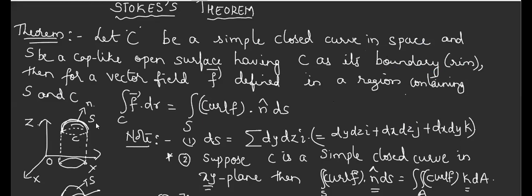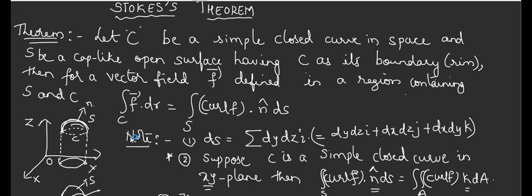So if you want to take the line integral in this region containing S and C, this is given by the integral of F dot dr over C, which is equal to the integral of curl F. So for this vector field, you should find the curl, then dot n cap dS. Now this n cap is nothing but a unit vector which is normal to the surface S. Are you getting it? It is some vector which is perpendicular to this surface.